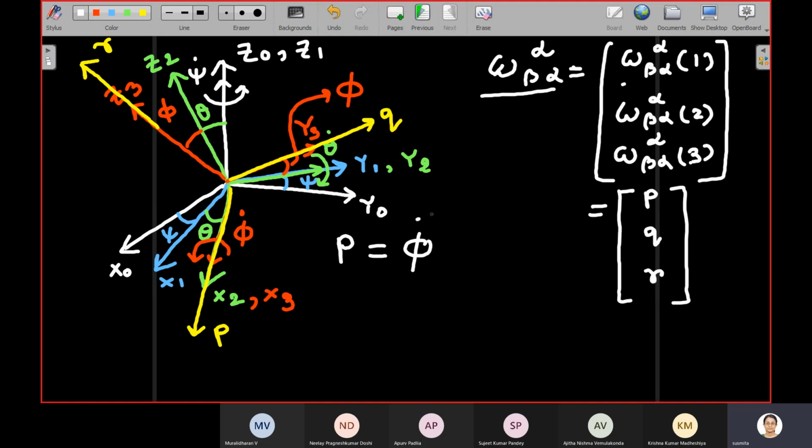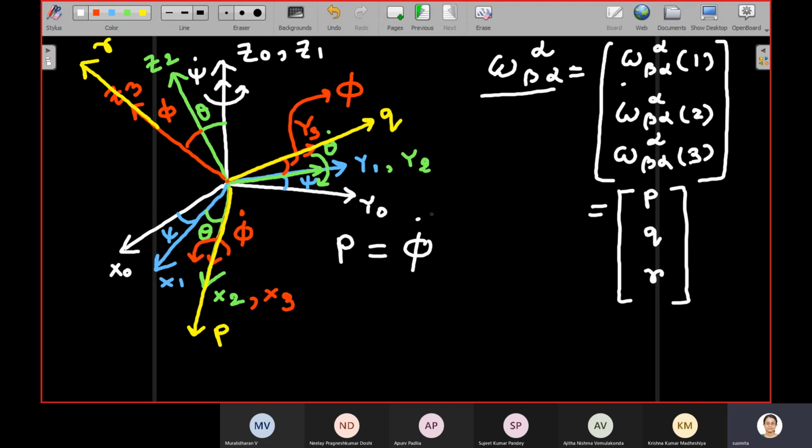Some of you must have done this in other classes. Yes or no? Have you done this before? You can't even say yes or no? No, ma'am. You didn't do this. You didn't find the derivatives of other angles in any other classes? Okay.